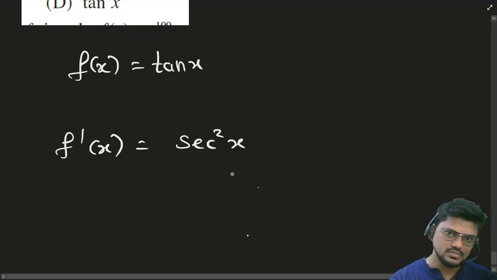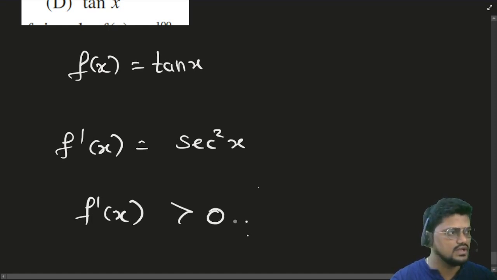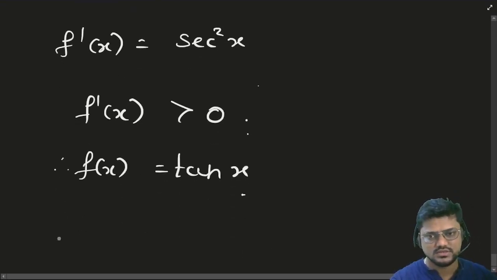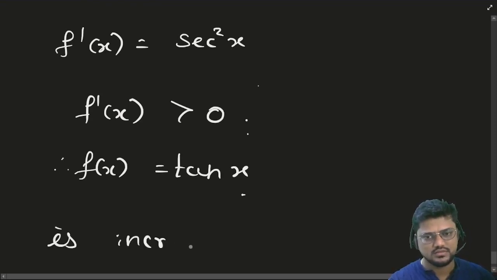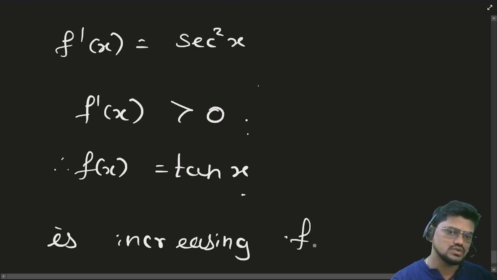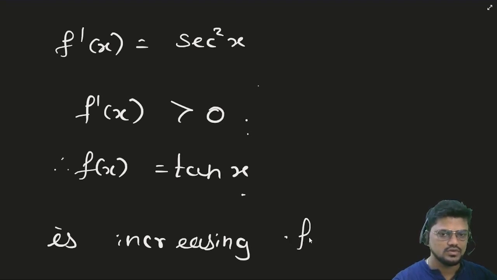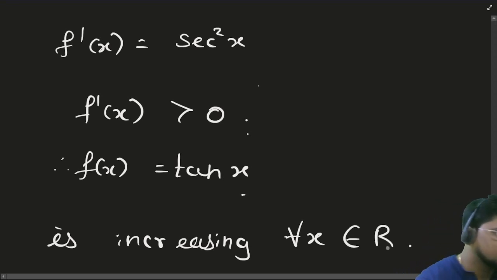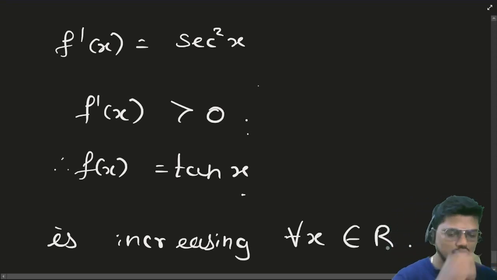Now, since it is a square, f dash of x will always be greater than 0 for any value of x. Therefore, f of x equals tan x is increasing for all values of x, where x belongs to real numbers.